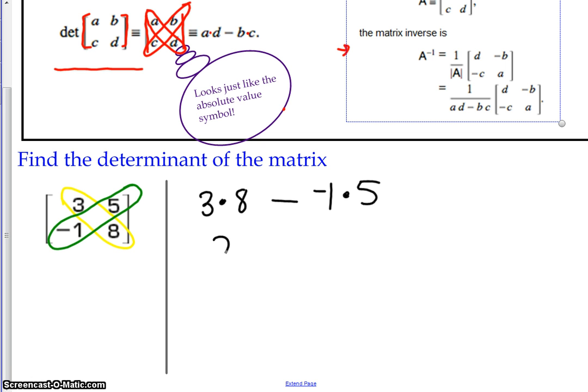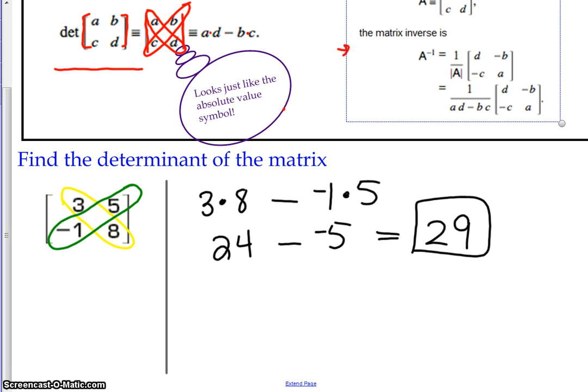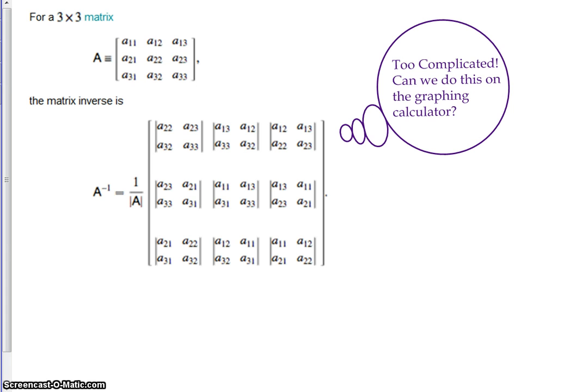Well, 3 times 8 is 24. -1 times 5 is -5. 24 minus a -5 is the same thing as 24 plus 5. Our answer is 29. So the determinant of any matrix is a single number. It's a single value. So your determinant is just an individual value. So the answer here is the determinant of this matrix. The answer is 29.